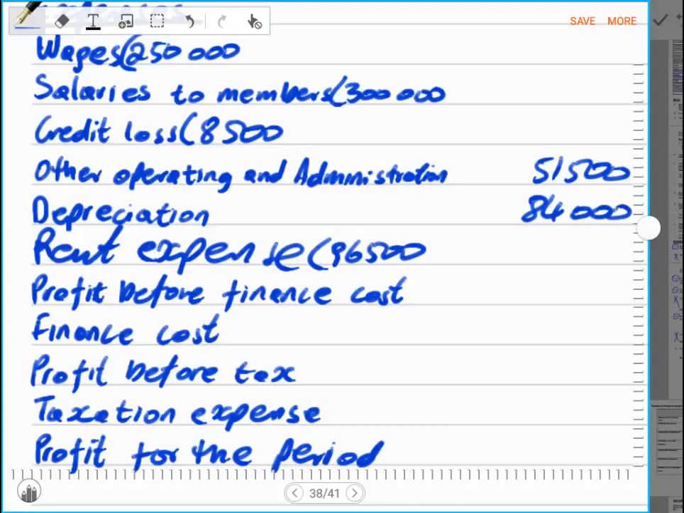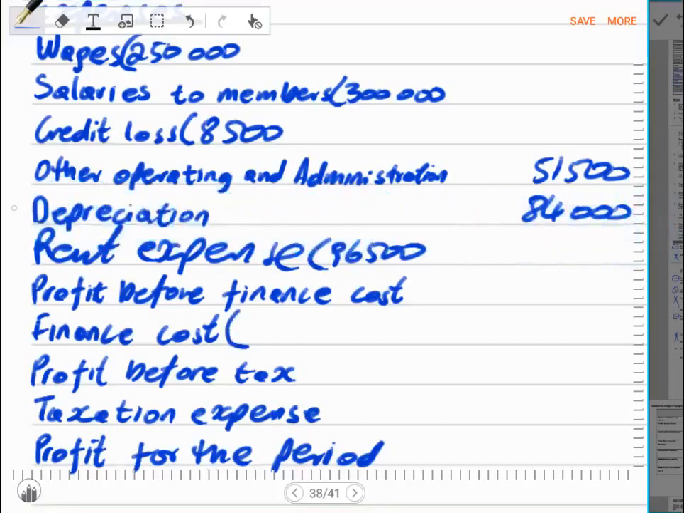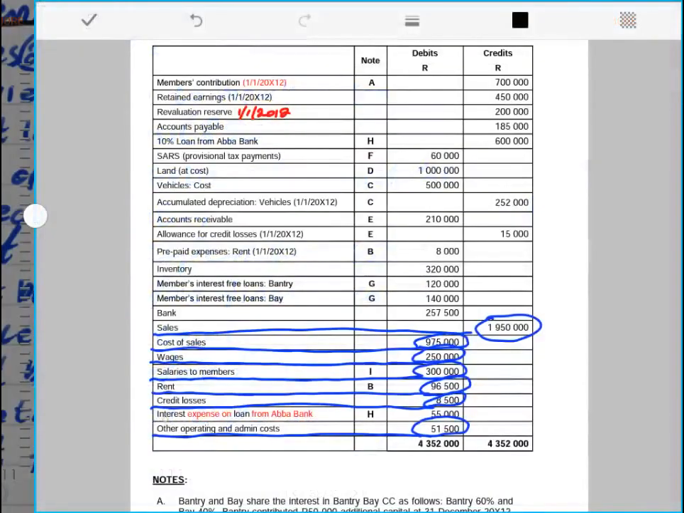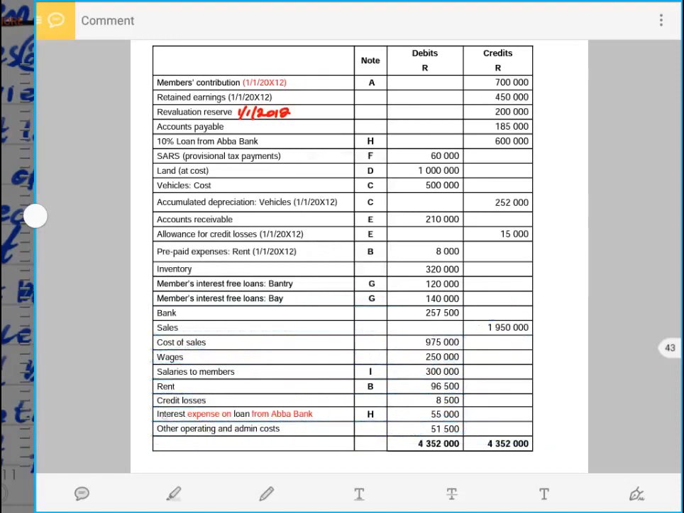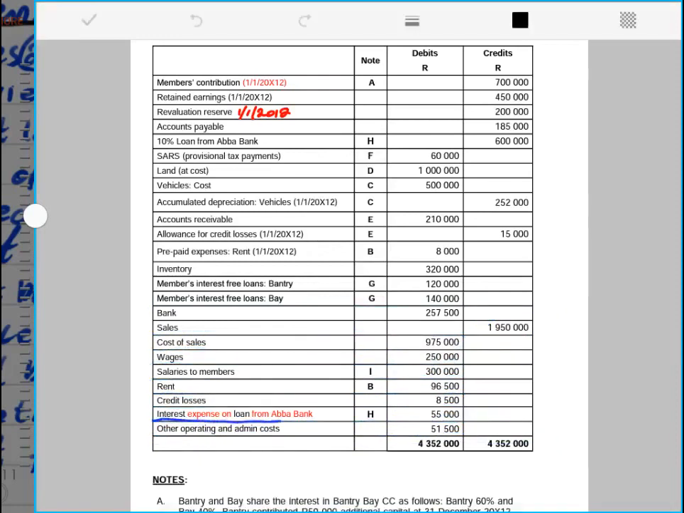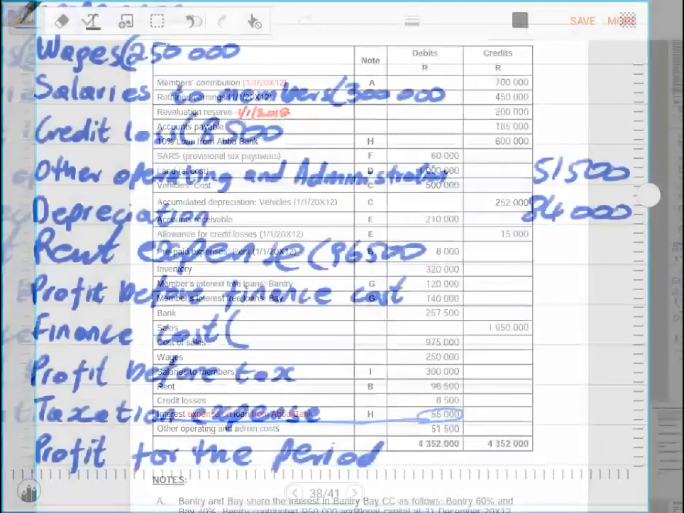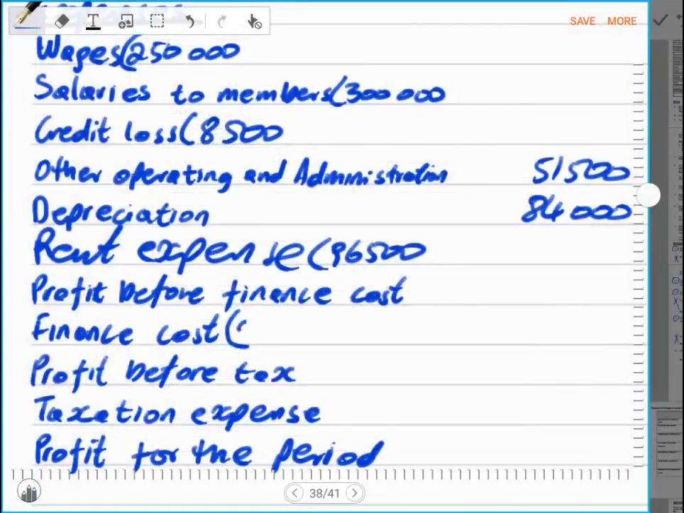51,500 rands. So now I have accounted for that. There is a finance cost, and the finance cost is the interest on the loan. There we have interest expense on a loan from ABA Bank, 55,000 rands. That is the interest already paid during the year. Then we record that 55,000 rands there with an open bracket.